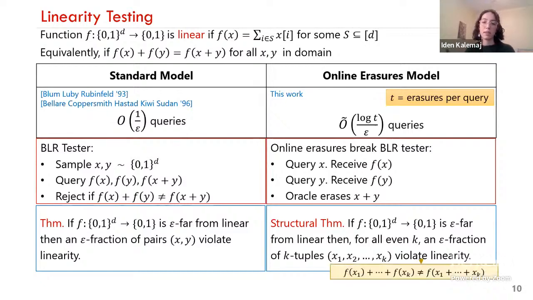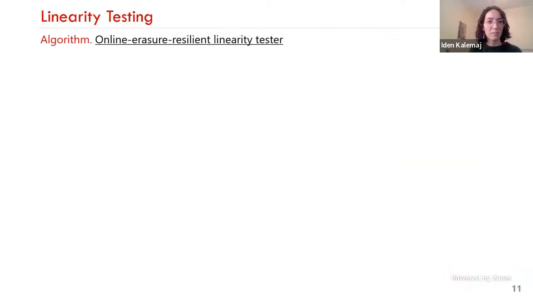By which we mean that the sum of the values f of x1 plus f of x2 up to f of xk does not equal the value of f at the sum x1 plus x2 up to xk. And the proof is also via Fourier analysis, and it generalizes the proof of Bellare et al. In the next slide, I'll give you a high-level description of the algorithm, and you'll see how the structural theorem plays an important role in this algorithm.